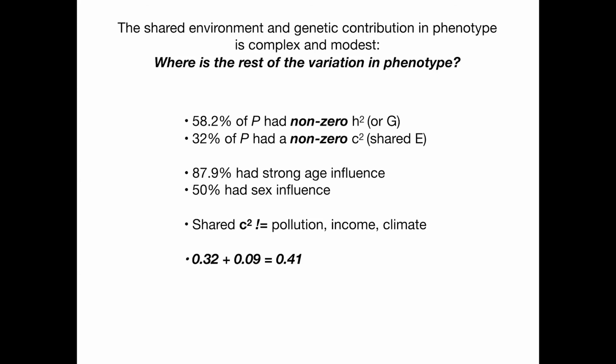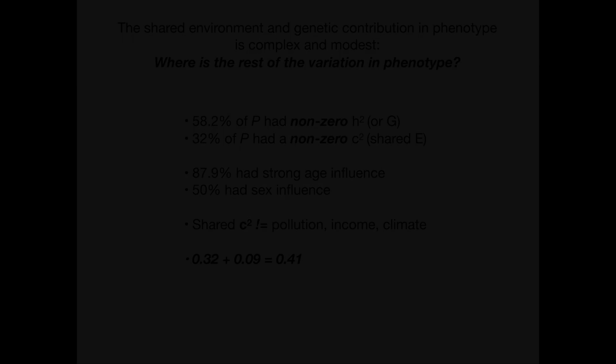So if you do the back-of-the-envelope calculation, you have 0.32 plus 0.09, so the shared environment plus the heritability components, you get an estimate of 0.41 on average that you're able to explain in these large data sets. So where is the rest of the variation in phenotype? That is the question that we need to answer.